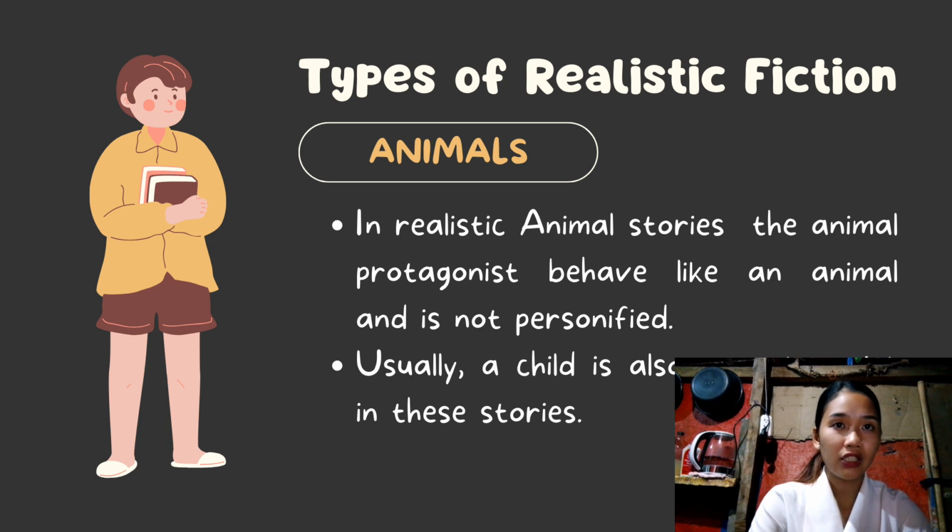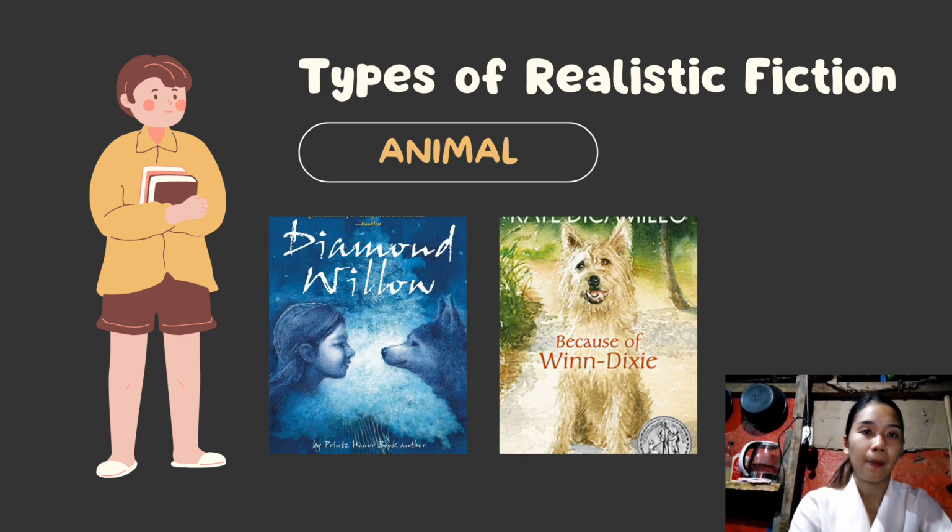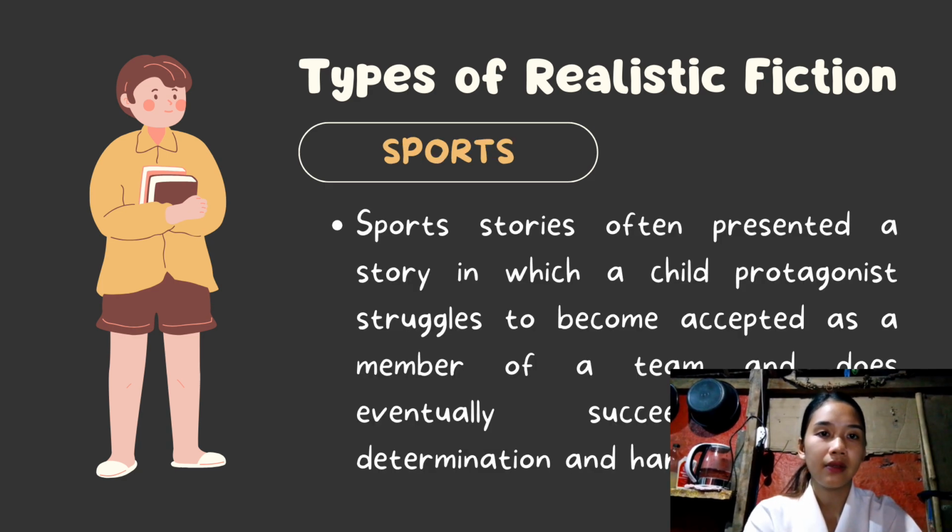Child co-protagonist. These narratives often include a child protagonist who observes, bonds with, or learns from the animal, highlighting mutual growth and respect for nature. So this book is an example of animals featured in realistic stories. And now we are done with the animals, and now we will tackle sports.